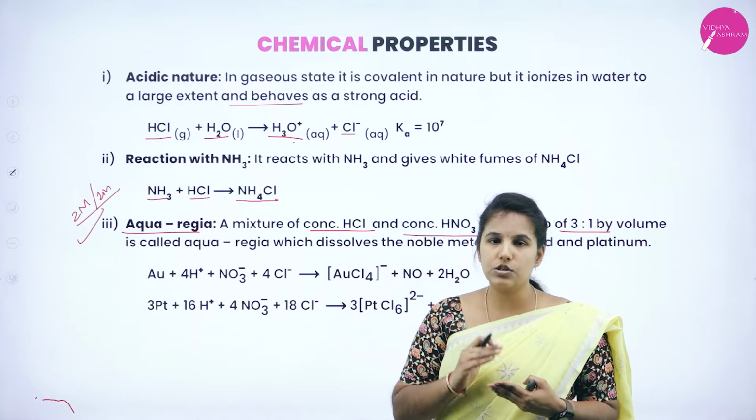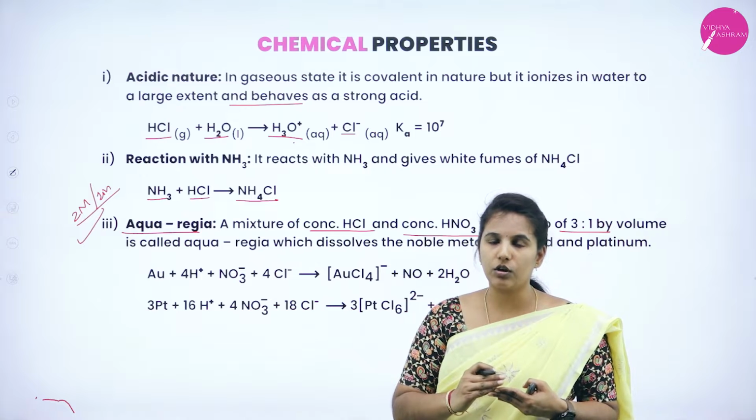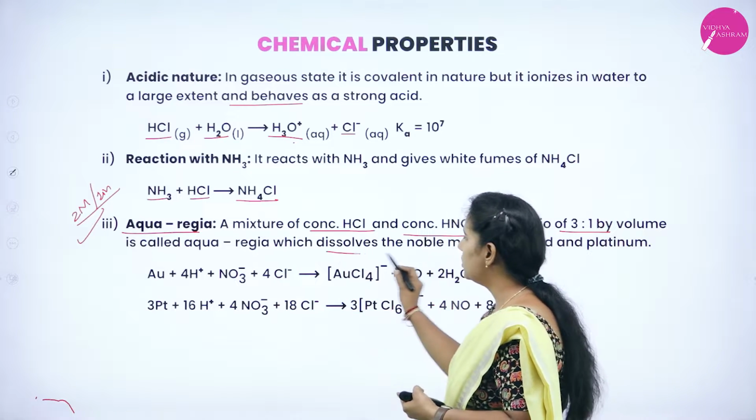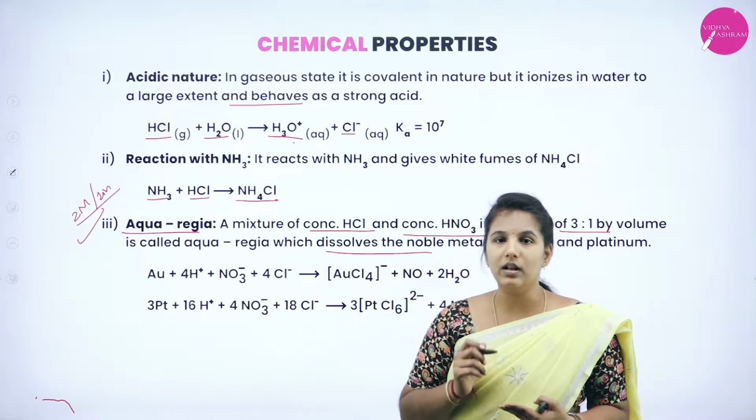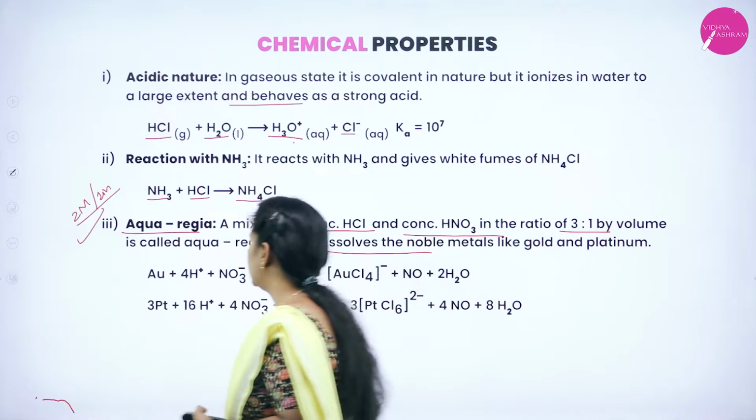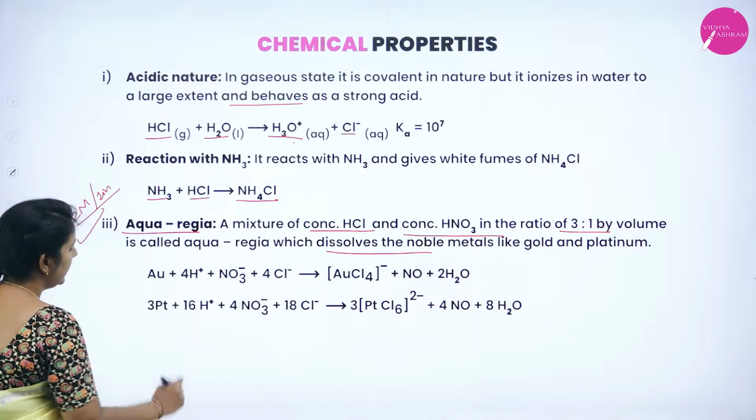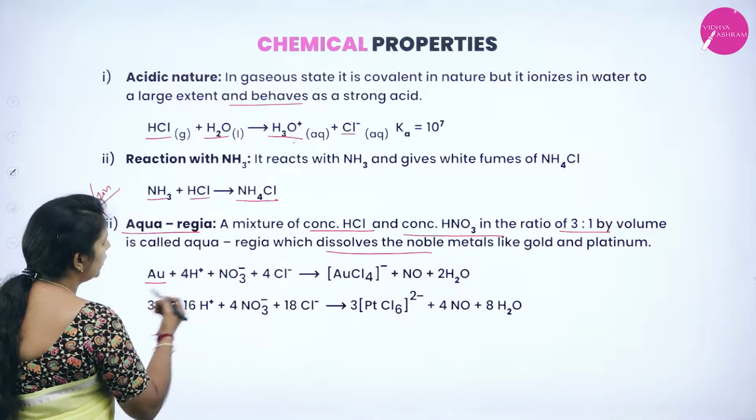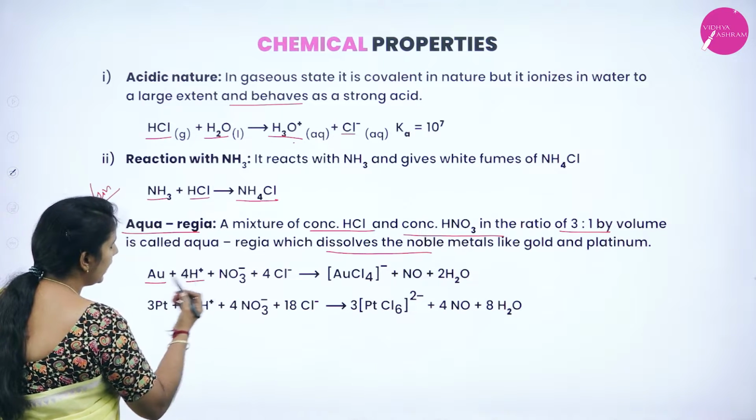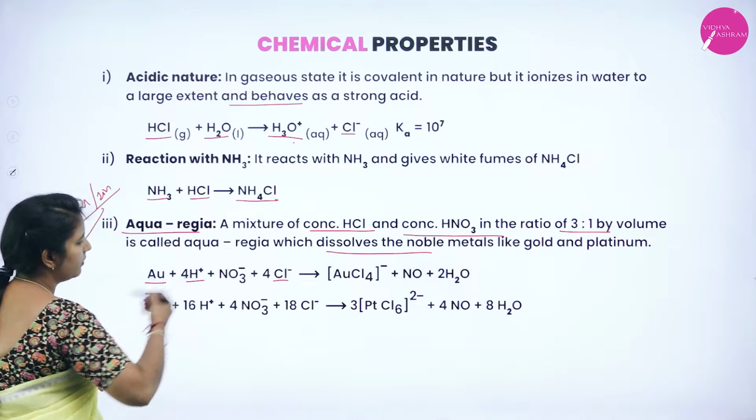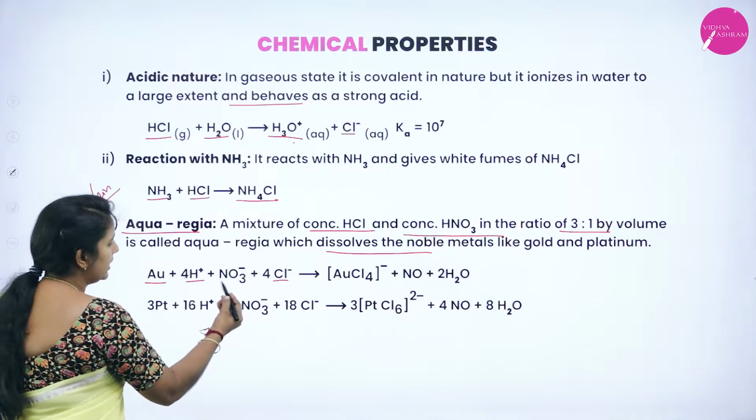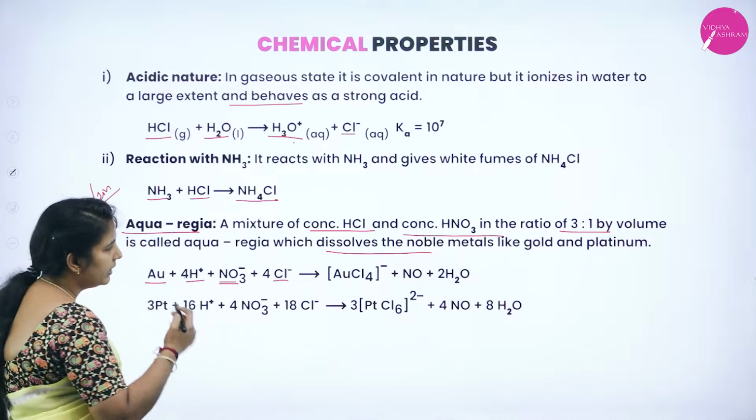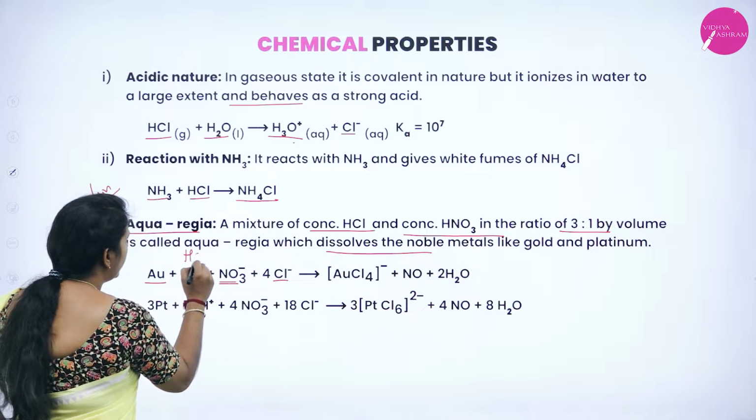This is known as royal water or aqua regia, and it dissolves many noble metals. I'll explain with the reactions. Here I have gold, which is a noble metal, reacting with the H+ and Cl- from the HCl, and you can see a nitrate ion which has been formed from the HNO3 in the mixture of aqua regia.